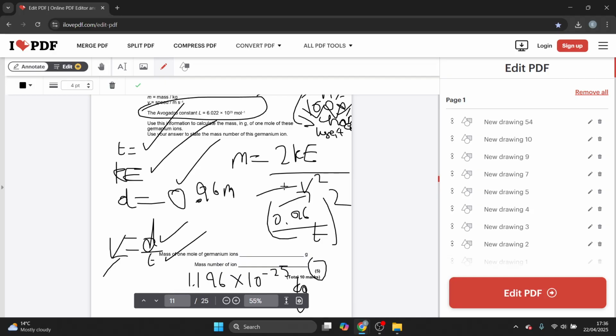Find velocity, substitute it in, and you find mass by rearranging the formula. For 5 marks, no way. Well, the question says mass of 1 mole of ions. If it says mass of 1 mole of ions, I'll put this in a flashcard as well, because these questions can be very specific.